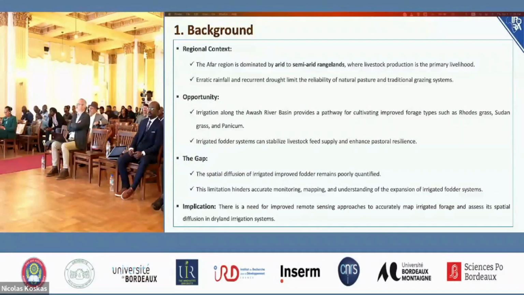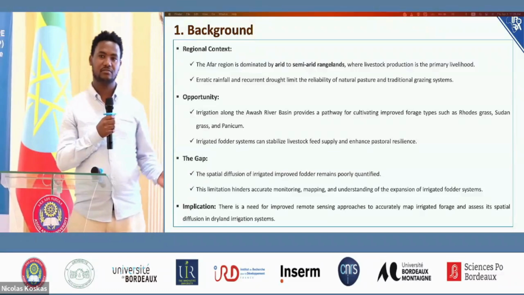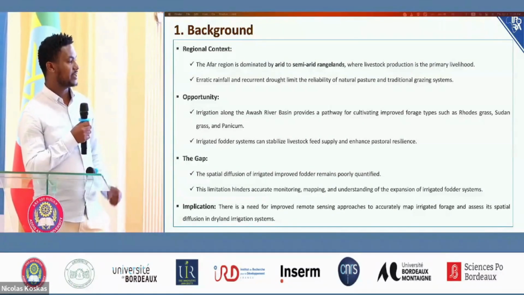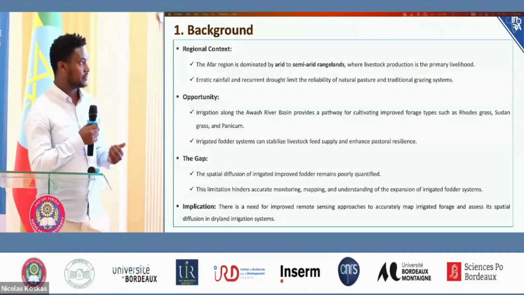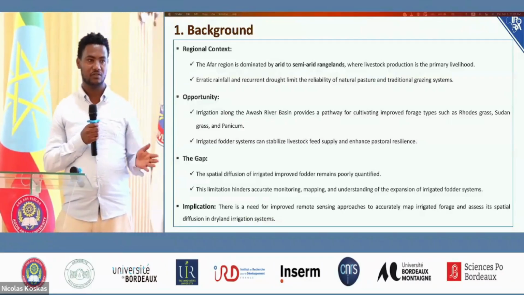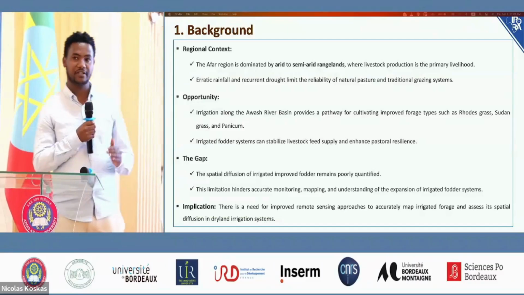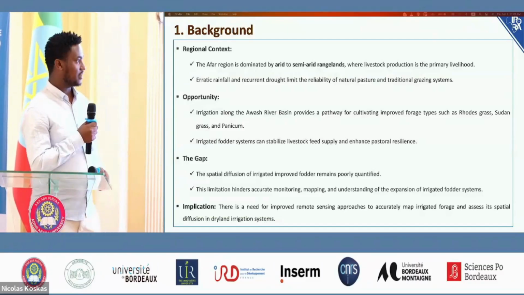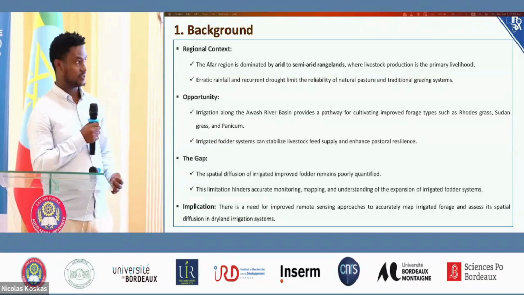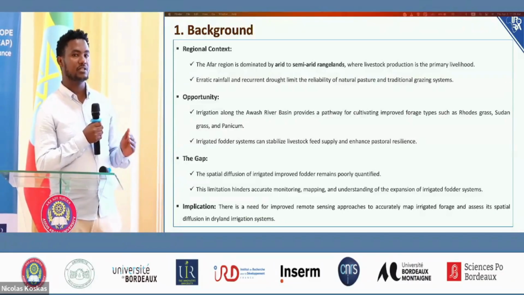Okay. Just for some context, as we know, Afar is a region from arid to semi-arid, where livestock production is the primary livelihood. However, in these areas, recurrent drought and erratic rainfall cause degradation in ecological zones of the rangelands or grasslands. However, within this problem, there is an opportunity with the Awash River.